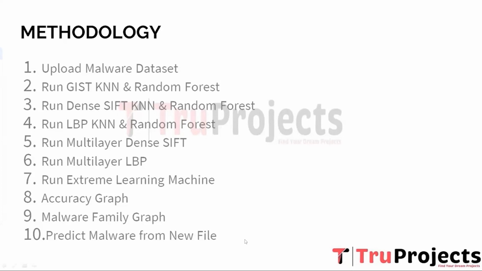10th, predict malware from new file. This final step involves taking a new unseen malware file and subjecting it to the trained classification model that demonstrated the highest accuracy. By extracting relevant features from the new file and passing them through the model, it becomes possible to predict the malware family to which the new file likely belongs. This real-world application demonstrates the practical usability of the developed classification approach.